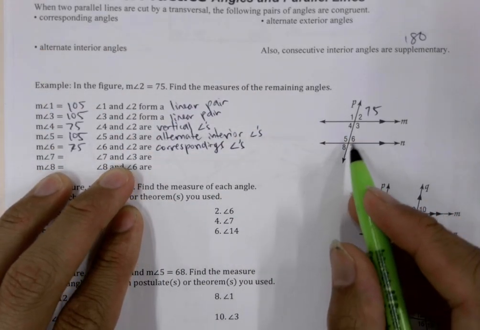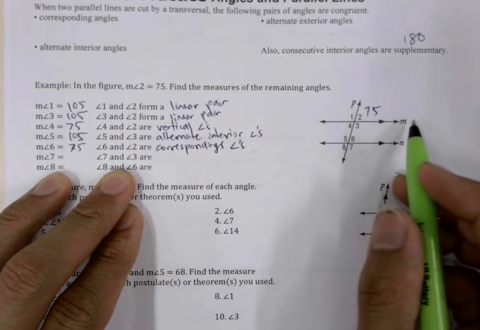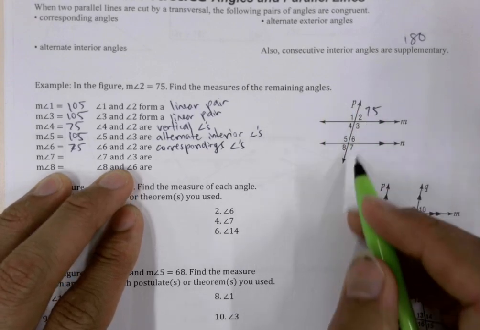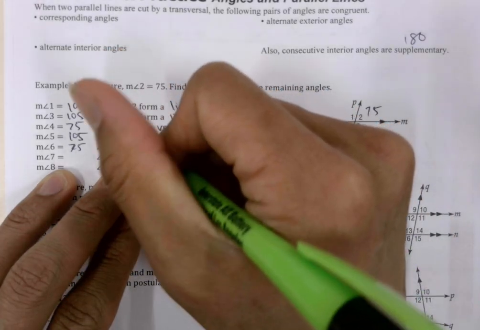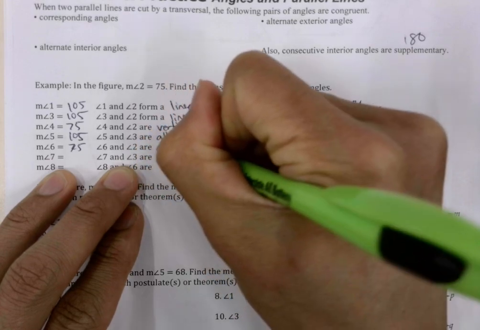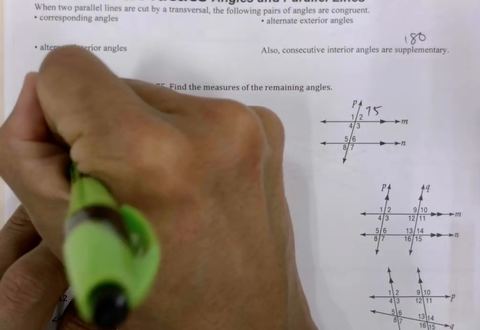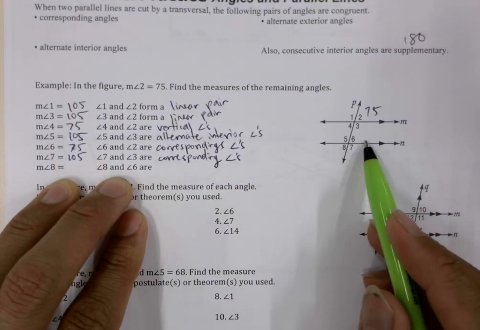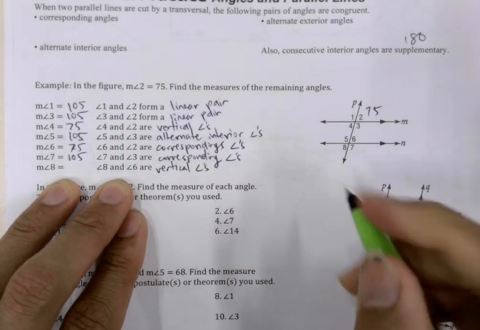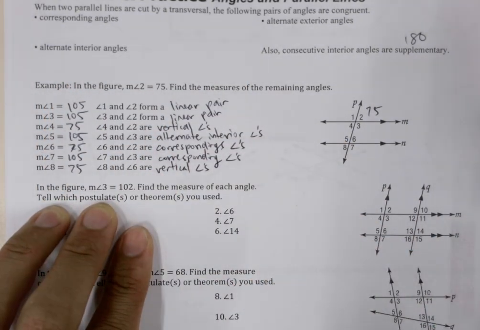And then 7 and 3 are corresponding angles. And we know when parallel lines are cut by a transversal, corresponding angles are congruent. So angle 7 and 3 are corresponding angles. And 7 is 105 degrees also. And we have 8 and 6 are vertical angles. So then 6 and 8 have the same measure of 75 degrees.